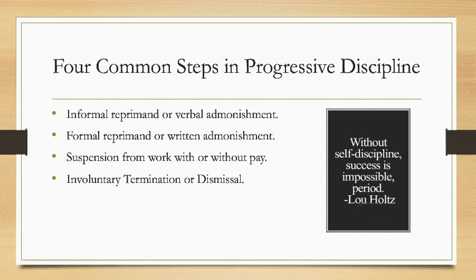Four common steps in progressive discipline. You have the informal step, which is often verbal. Then you have a formal reprimand that is written, suspension, and then involuntary termination. There are lots of grids out there that give you a variety of ways of approaching discipline. Every organization has their own standard and will provide a stepwise method for if you do this specific behavior, then this happens, or if you do this, then this happens. What I want you to take from this is to understand that all discipline needs to be progressive and it needs to be in compliance with whatever your organizational policy and procedures are.